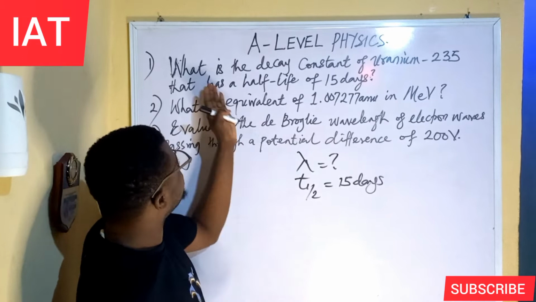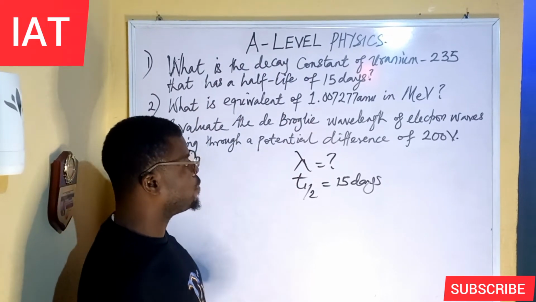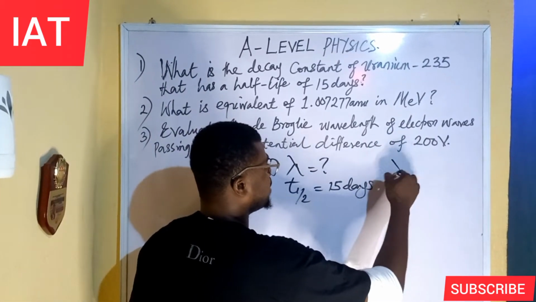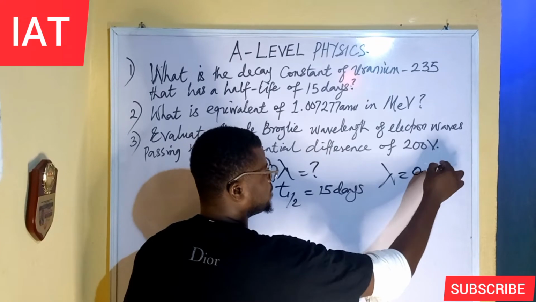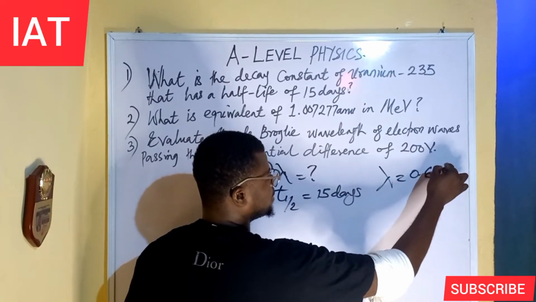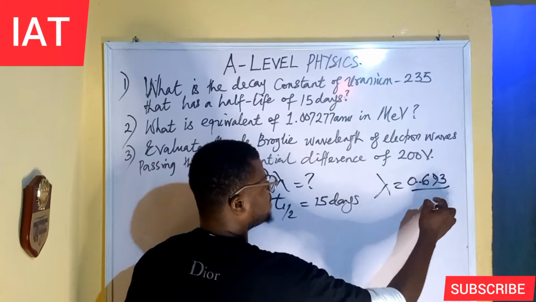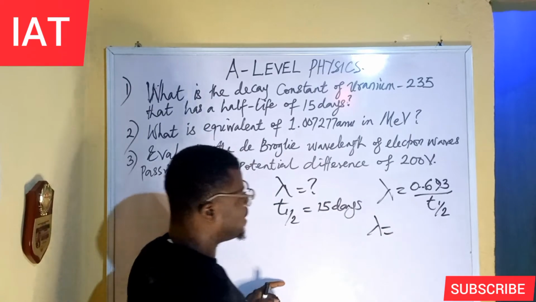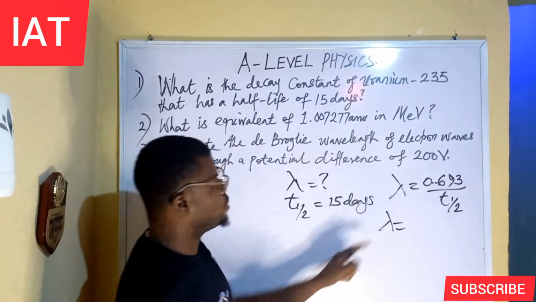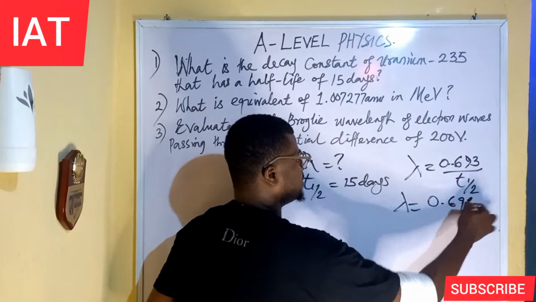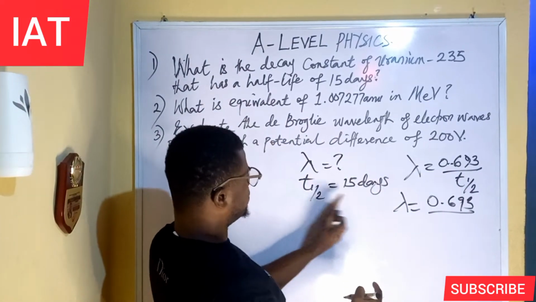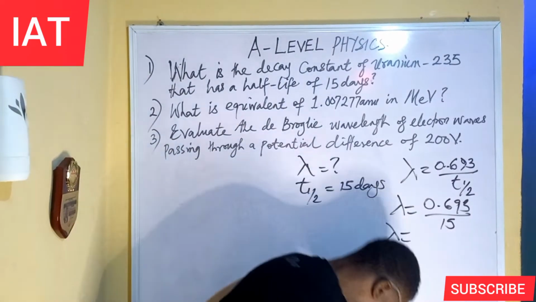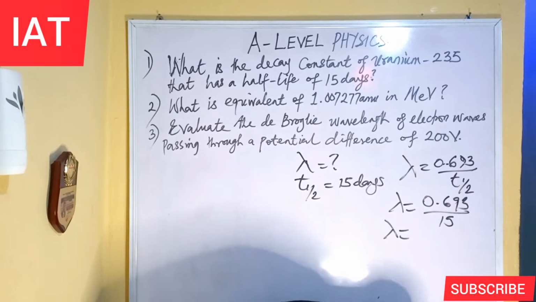And then what is the decay constant? This is what you're going to look for. There is a formula for this, and the formula is lambda equal to 0.693 divided by T half. So lambda, which is the decay constant, will be equal to 0.693 divided by the number of days, which is 15. So let's use our calculator and put down the solution to this.